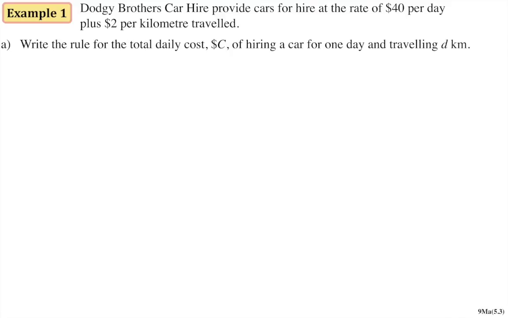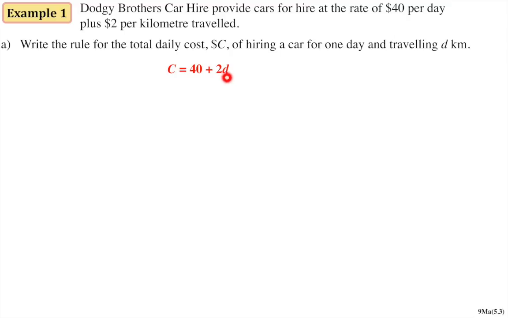We're given some information. Well, let's read the question. Dodgy Brothers Car Hire provides cars for hire at the rate of $40 per day plus $2 per kilometre travelled. Write the rule for the total daily cost, C dollars, of hiring a car for 1 day and travelling D kilometres. Well, how much will it cost? Well, we know it costs $40 to hire the car for the day, so the cost is going to be $40 plus $2 for every kilometre that we travel. Now, we're travelling D kilometres, so it's $40 for the day plus $2 for every kilometre that we travel.